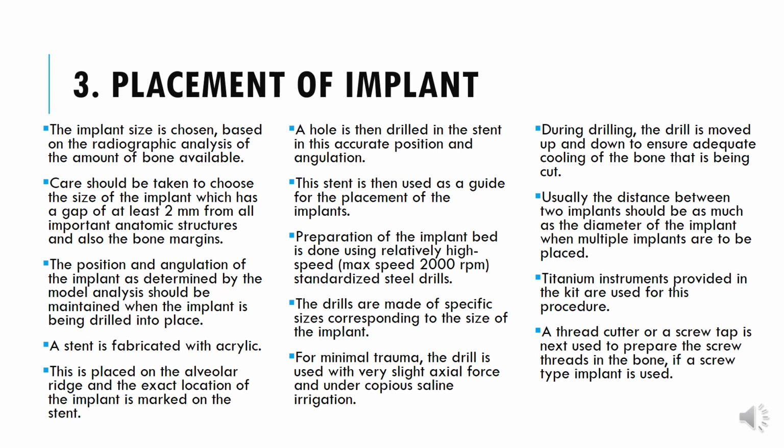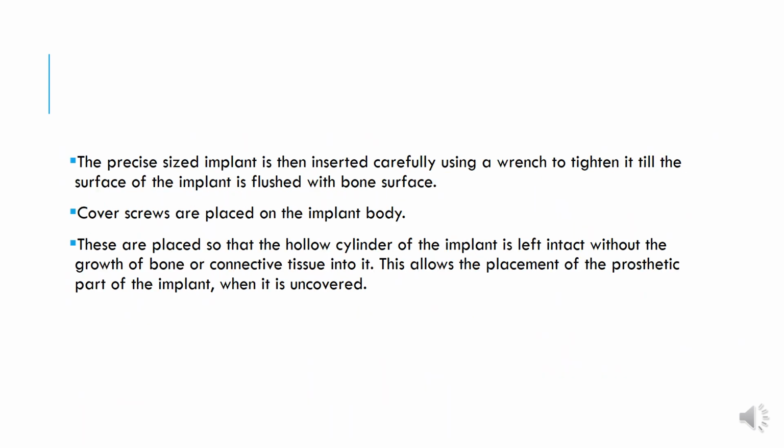A thread cutter or a screw tap is next used to prepare the screw threads in the bone if a screw type implant is used. The precise sized implant is then inserted carefully using a wrench to tighten it till the surface of the implant is flush with the bone surface.